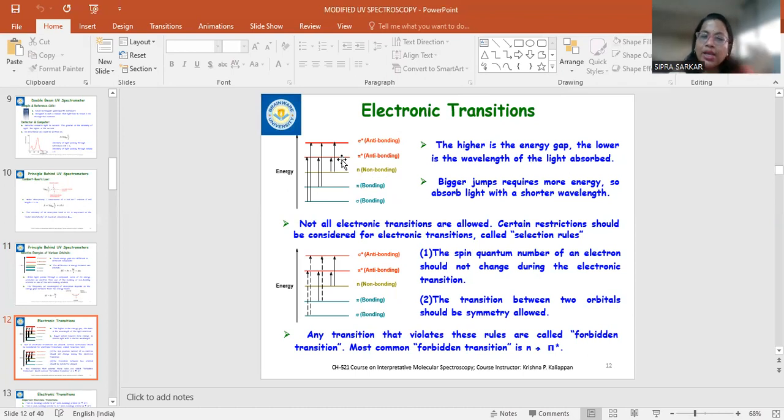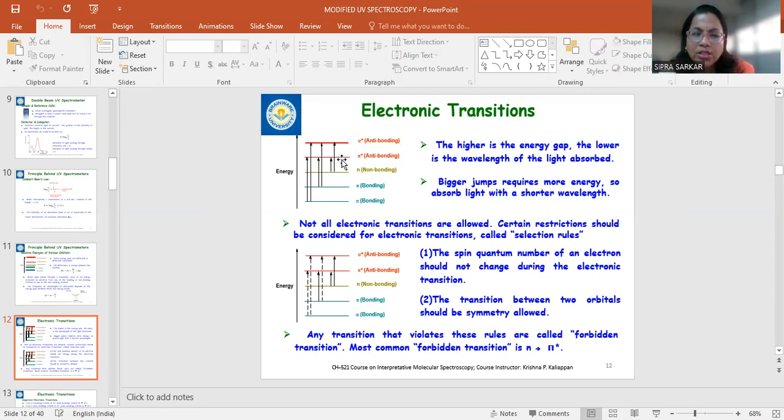As a result, it can absorb a higher amount of light, a higher wavelength. That means some compounds can be found with the lower wavelength, some compounds with the higher wavelength. Whenever any compound shows its absorption in the lower wavelength, like near 200, that means the compound has a little amount of double bond. That means its energy gap, or the requirement of energy, is lower. So not all electronic transitions are allowed.